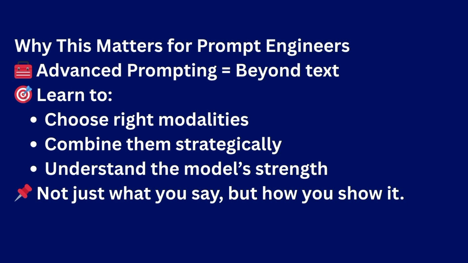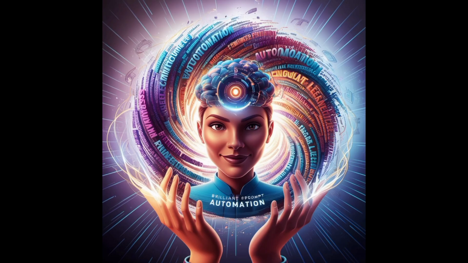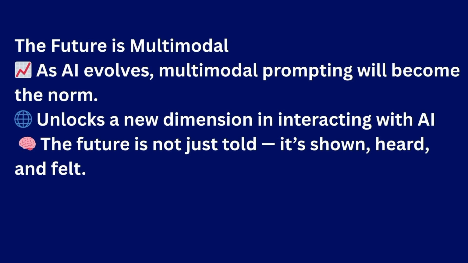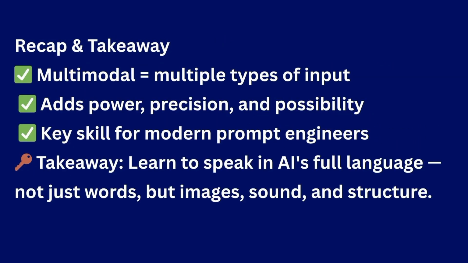Then looking at the future is multimodal, because as AI evolves, multimodal prompting will become the norm. We're able to explain to AI with text, with images, with videos, and it's not just a way of telling it what to do. You're able to show it and it can hear you and feel what you're talking about. So this is basically making AI speak in full language, not just words. It makes it sound, structure, and have a rounded understanding.